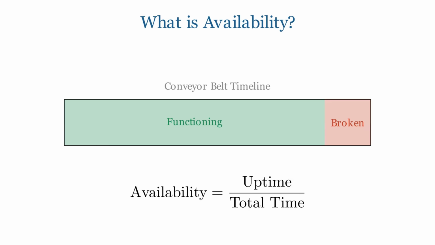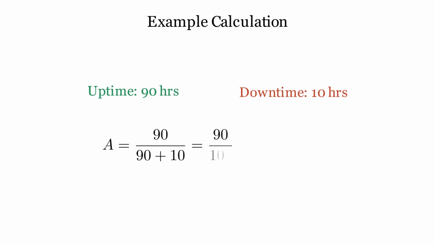Here's a quick example. A machine runs for 90 hours, then breaks down for 10 hours. Total time is 100 hours. Availability equals 90 divided by (90 plus 10). Availability equals 90 divided by 100. Availability equals 0.90 or 90%. So this machine has 90% availability.